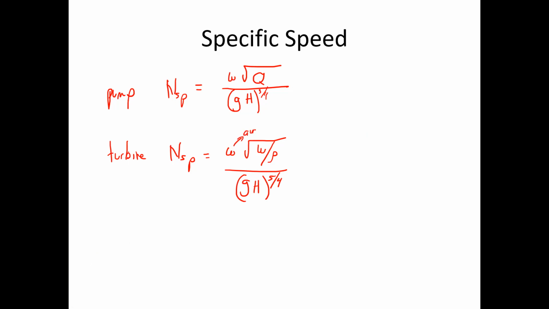Where this W is the angular speed, and this W, so this is omega and this W is work. This is what we would call a traditional analysis or traditional definition.